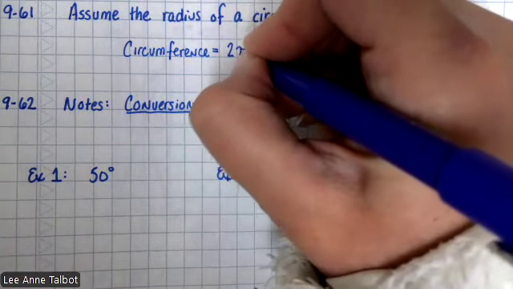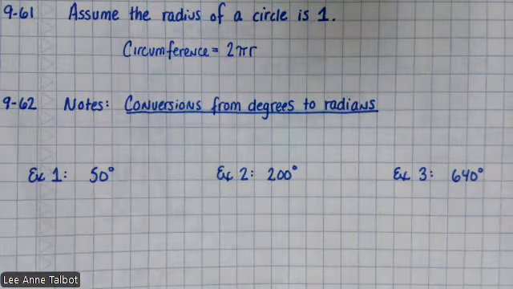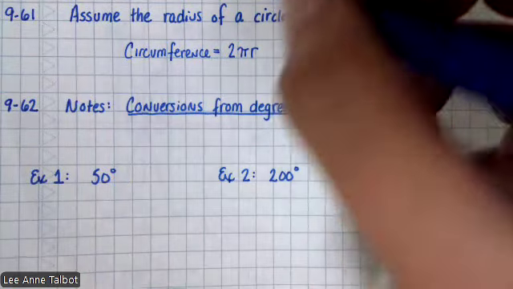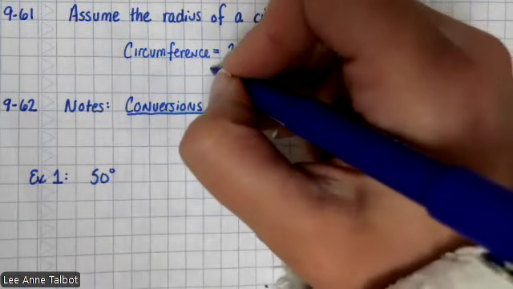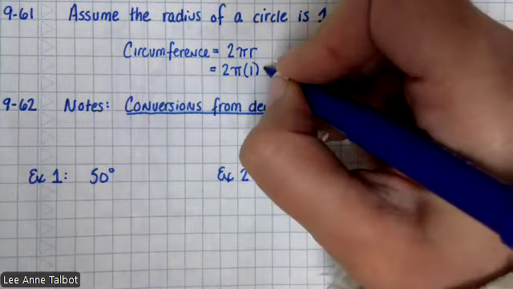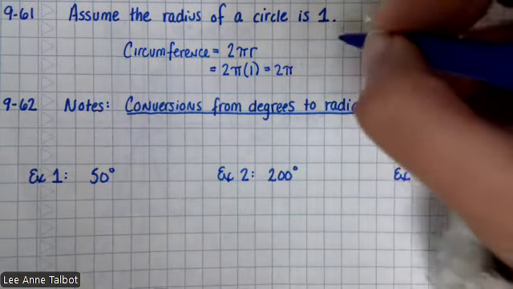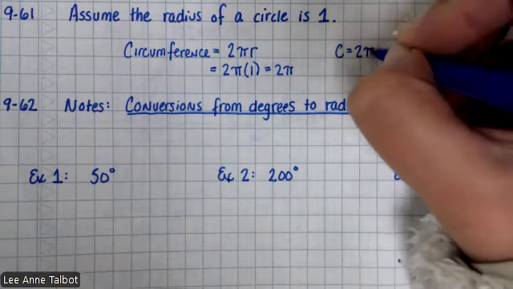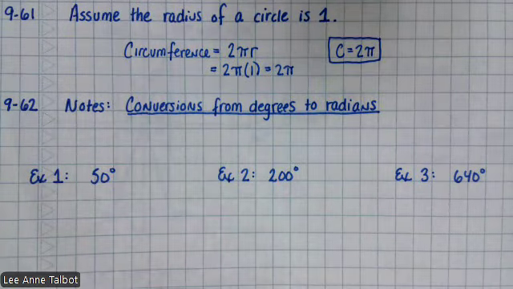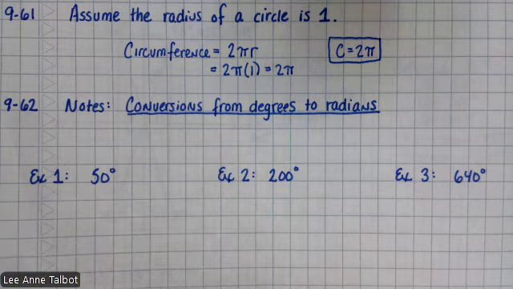So 2 pi r. So this is just the circumference of a circle formula. Circumference is 2 pi r. And if we assume that the radius of the circle is 1 because we're working with the unit circle, plug in 1 for the radius, which is 2 pi. So C equals 2 pi. I'm really hoping that this helps you remember that to go all the way around the circle is 2 pi, not pi. So if you think to yourself, 2 pi r, the radius is 1, so 2 pi 1 is 2 pi.